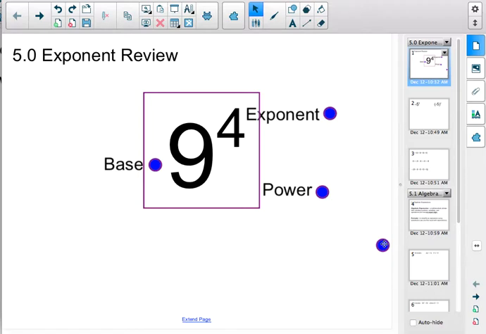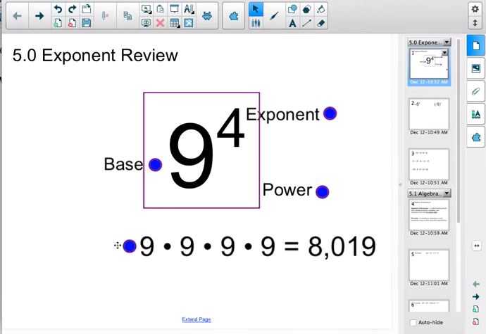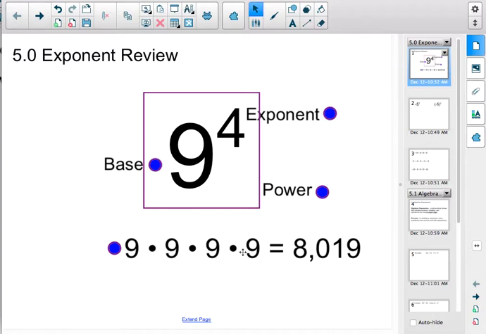To evaluate the expression 9 to the 4th power, we would take 9 times itself 4 times, and that's equal to 8,019.